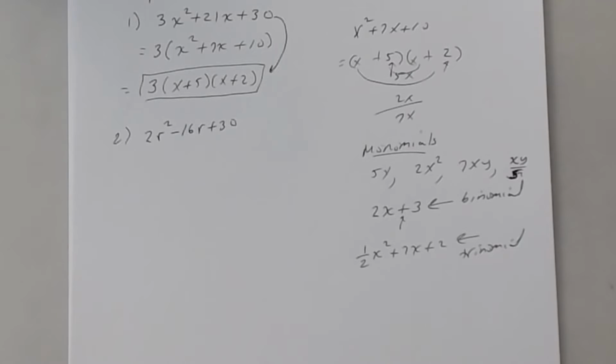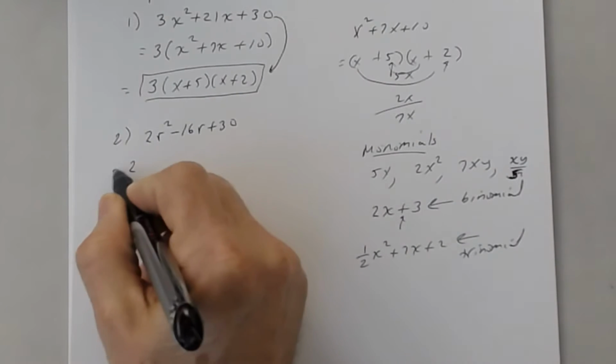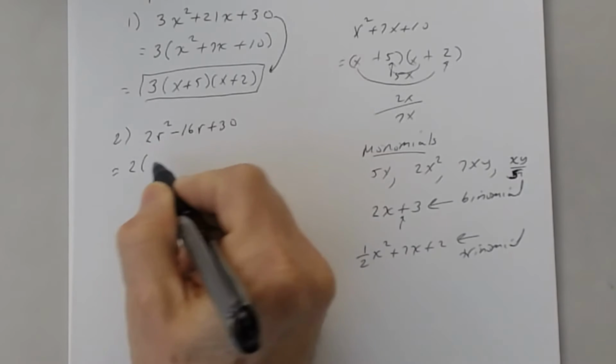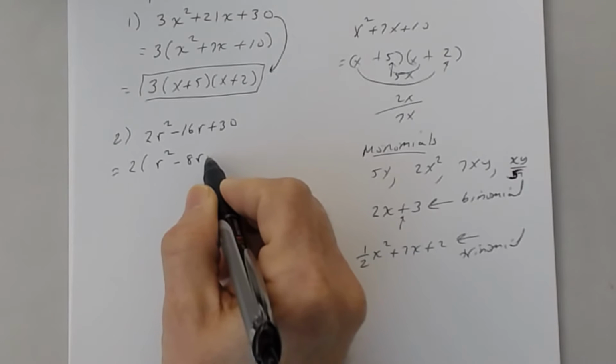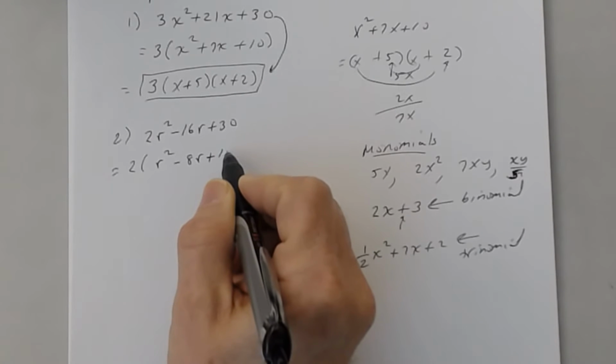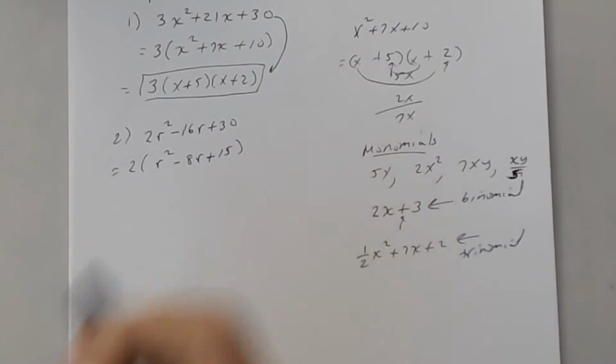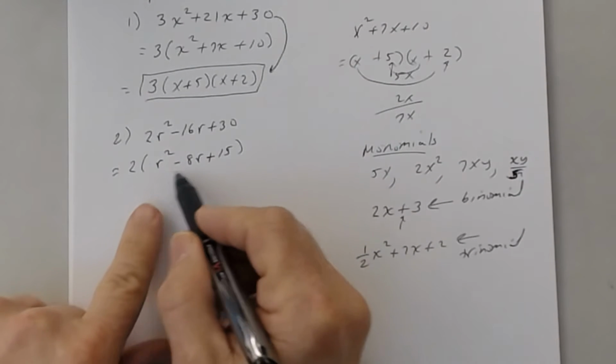Okay, right, so what's the GCF? 2. So you can factor out a 2. And what do I write? 2 times r squared minus 8r plus what? 15? Okay. All right, am I done? No, you want to try and see if you can factor this trinomial.